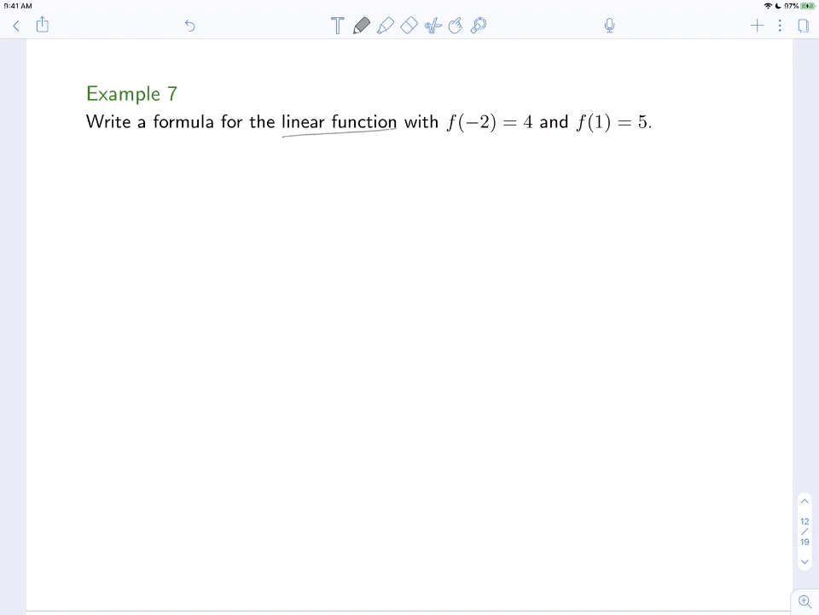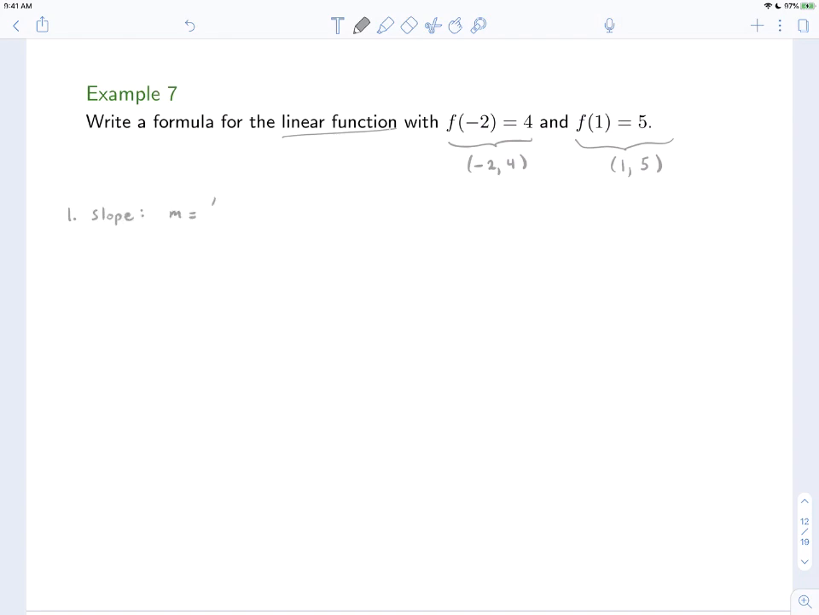Now the points in question are given by the function values. So when the x value is -2, the y value is 4. And when the x value is 1, the y value is 5. Okay, so now we proceed in exactly the way that we have been. So the first step, find the slope.